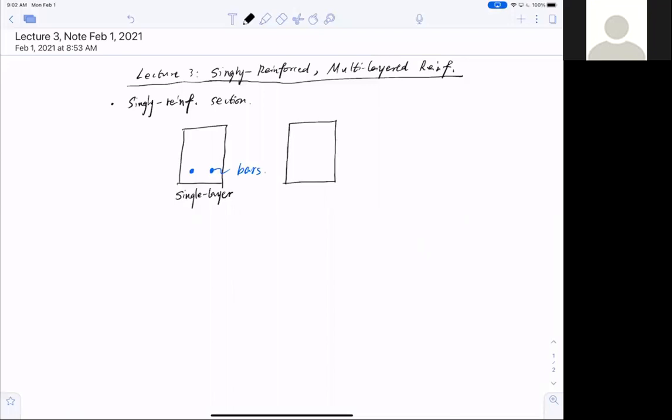Sorry about that. And then if I say I have a section with multiple layers, I have a singly reinforced section with multi layers. Not only do I have one layer of reinforcement, I have multiple layers of reinforcement. So this is called multi-layered.